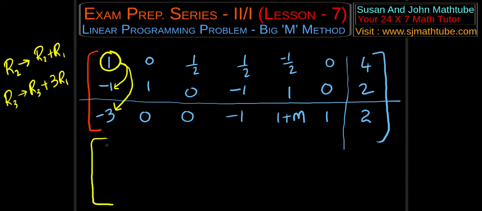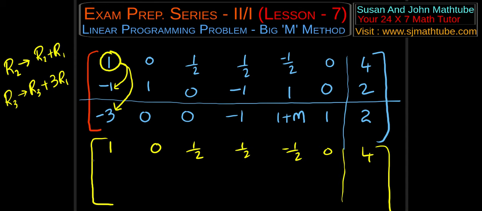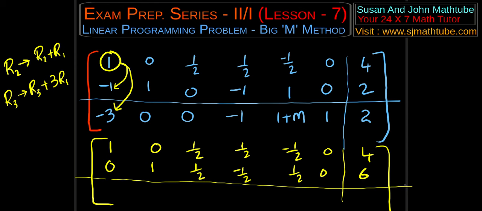So let's try. So the first row is same. Now minus 1 plus 1, that is 0, 1, 1 by 2, minus 1 by 2, 1 by 2, 0, 6. And then it's 0, 0, 3 by 2, 1 by 2, m minus 1 by 2, 1 and 14. So good news, it's optimal. Finally it's optimal. And now what we do?